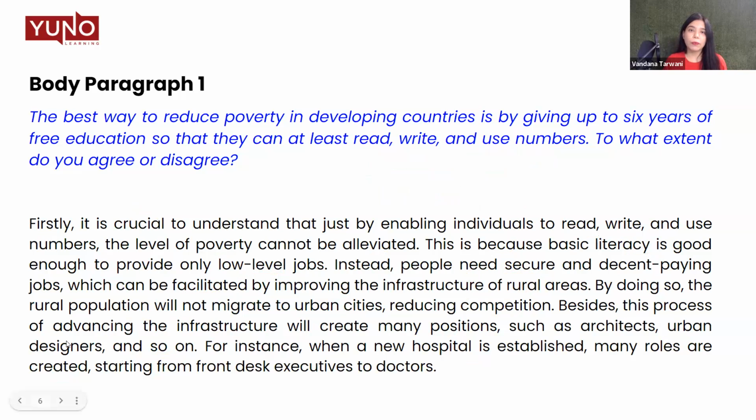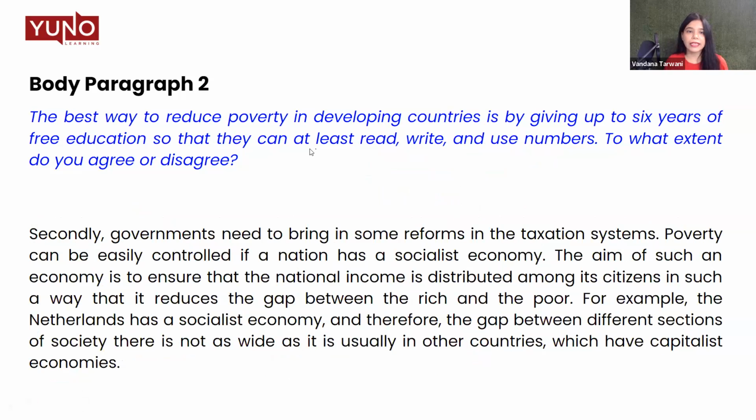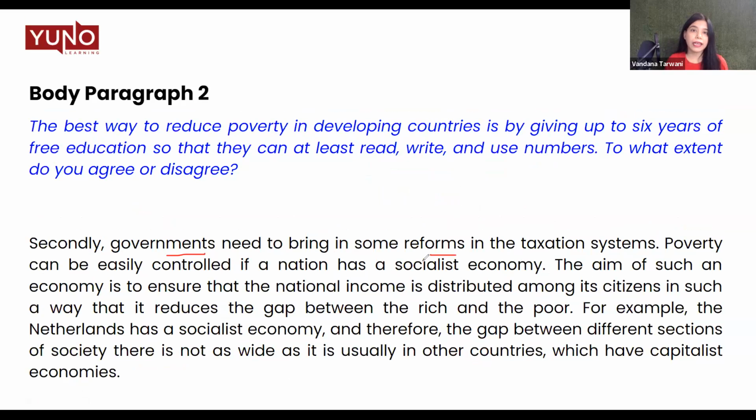Moving towards our body paragraph 2, where now we will be giving our second idea, that what else can be done to alleviate poverty. So here we are saying, secondly, governments need to bring in some reforms in the taxation systems. So this is our idea number 2. What can governments do? They can bring in some reforms in the taxation systems. This is our topic sentence.